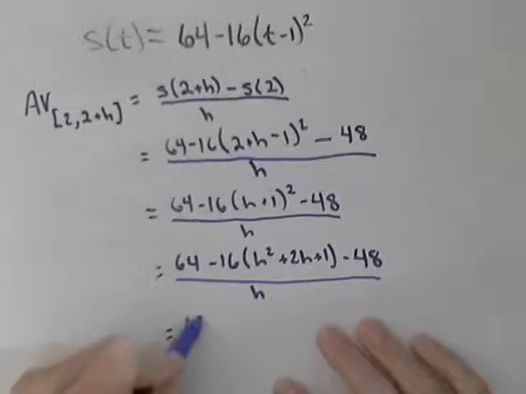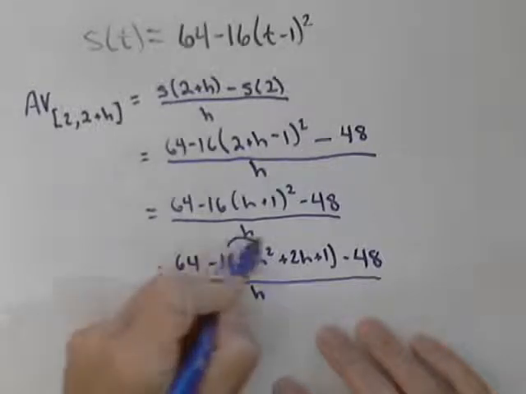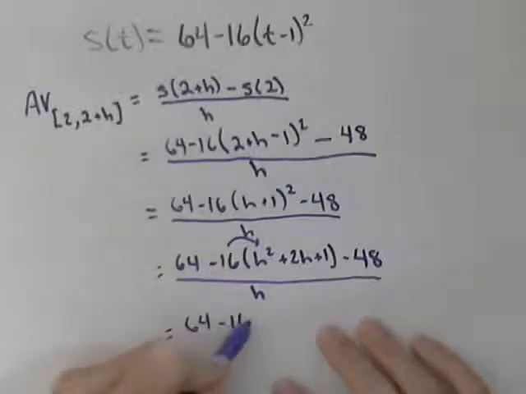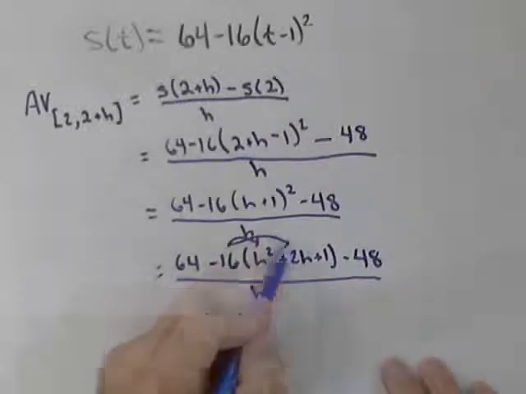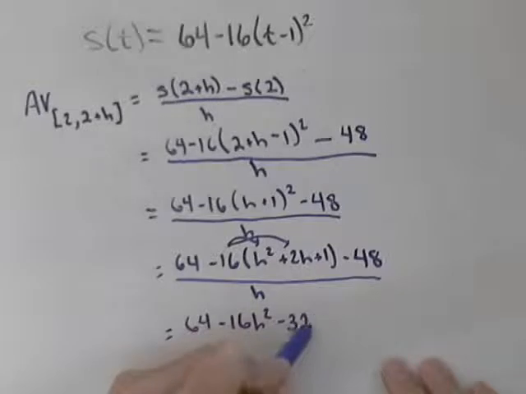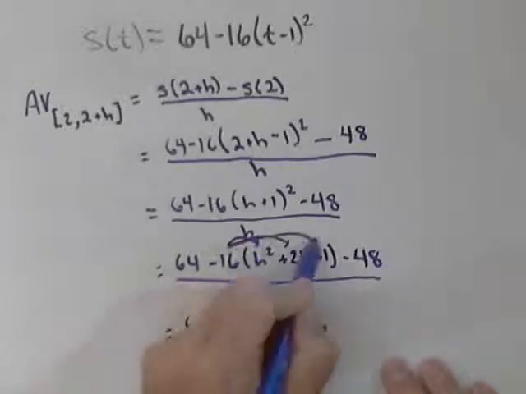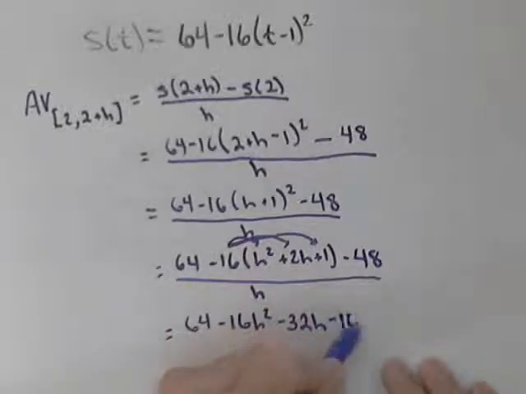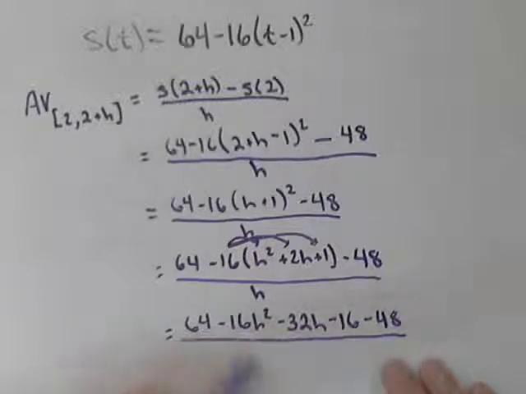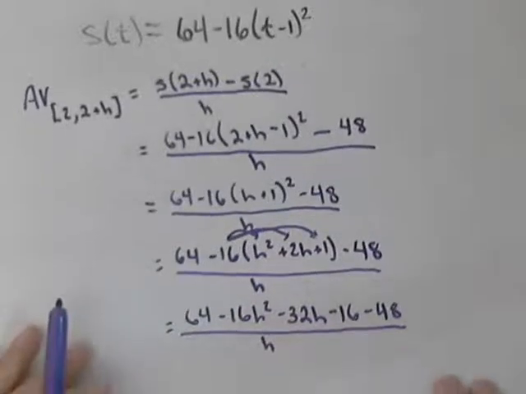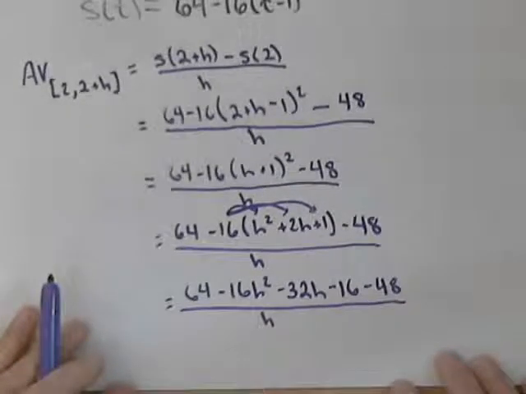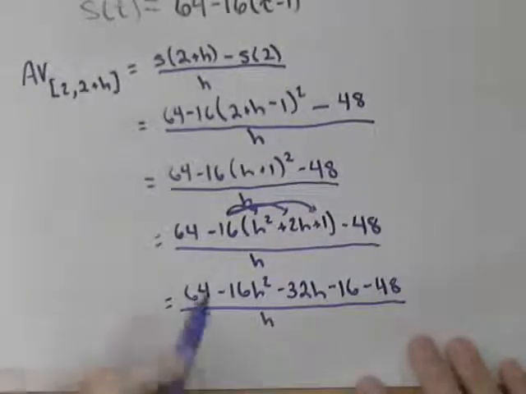Alright, we're going to distribute that 16, so we got 64 minus 16H squared minus 32H minus 16 minus 48 all over H. Alright, now we're going to combine our like terms and see what we get.